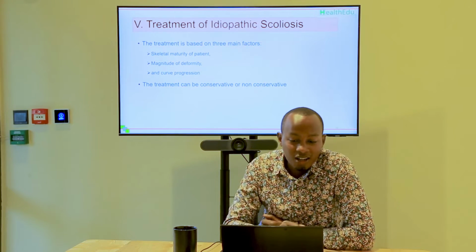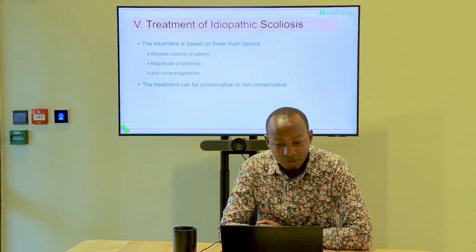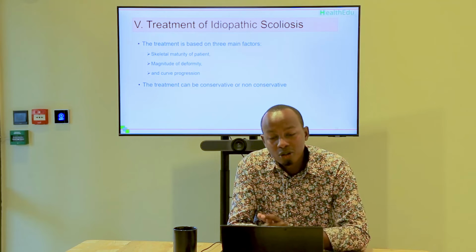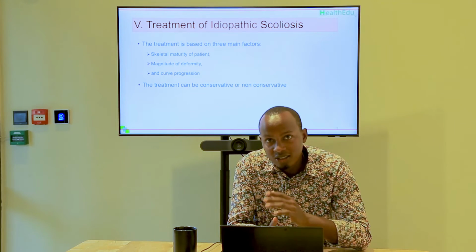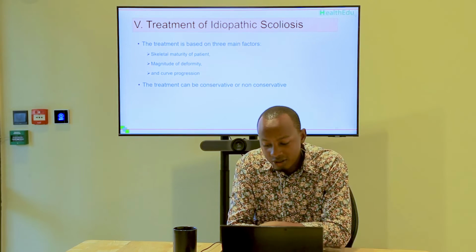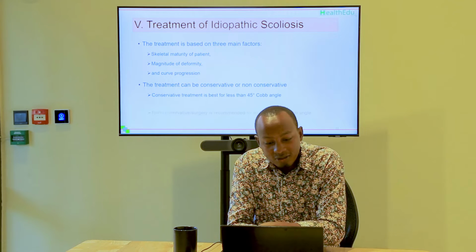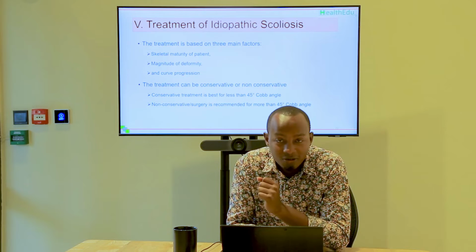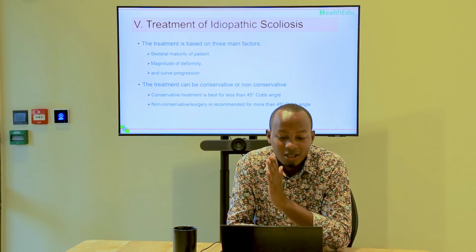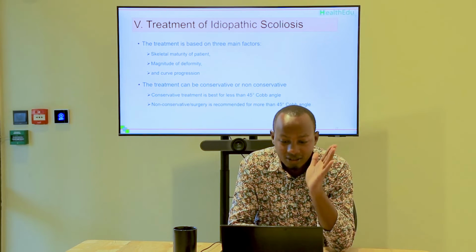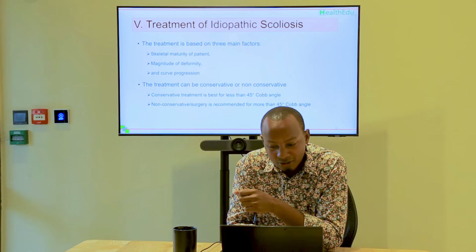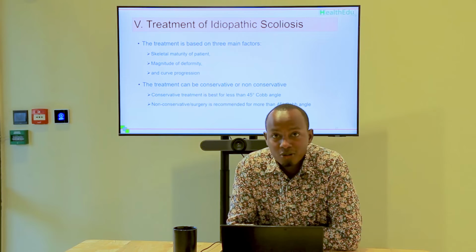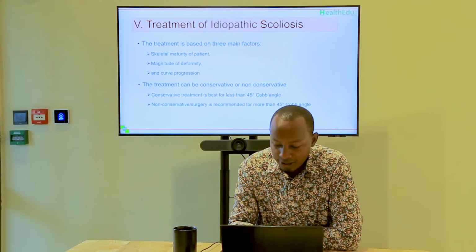As I said, we have conservative and non-conservative treatment. Conservative treatment is a non-surgical or non-invasive treatment where no surgical operation is required, and non-conservative is about surgery. A curve angle of less than 45 degrees is best for conservative treatment, and if it's more than 45 degrees, they recommend non-conservative treatment, or surgery, to correct the spine.